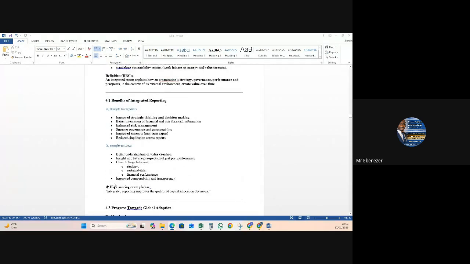Of course, financial capitals are available. And what is this financial capital? Your shares and all those things, the pool of funds generally. Also, we have manufactured capital, and that is the products, the output of an organization. We also have intellectual capital. The way intellectual capital has now brought about intellectual property rights in Nigeria. Do you know what intellectual capital is, please? Anyone? Intellectual capital?